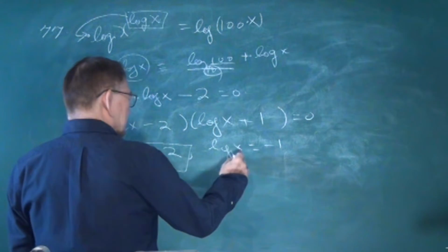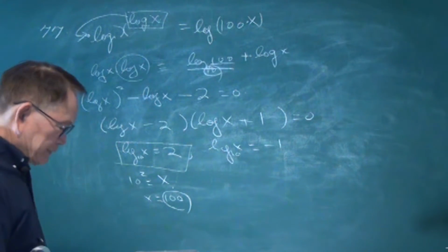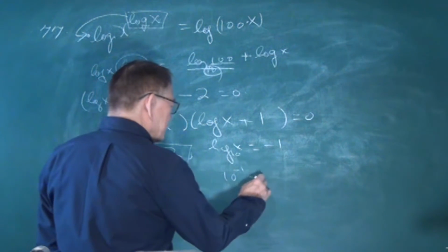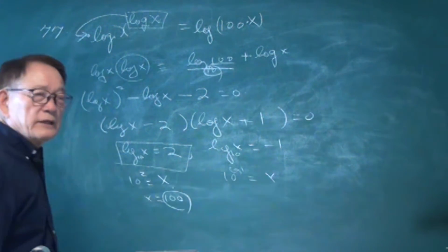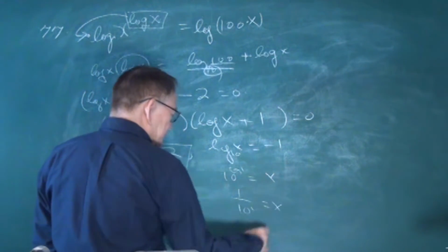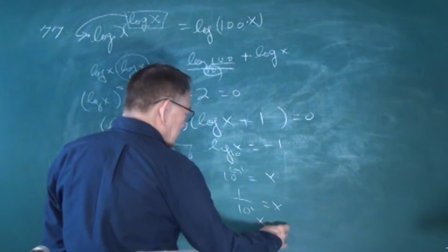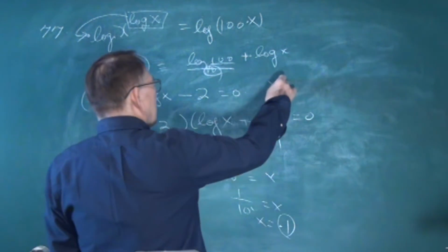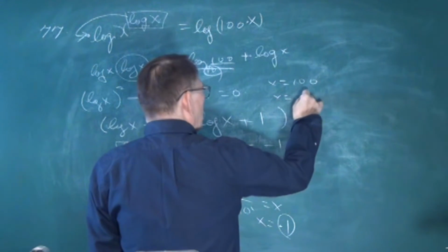Now here, again, we don't have a base here. If we don't have a base, it's 10, common logarithm. Now 10 to the negative first power is x. If you have a negative power in the exponent, then you just change into a fraction. 1 over 10 to the first power is x. What is that? So x must be 0.1. So for this question, the answer will be x equal 100 or x equal 1 over 10.